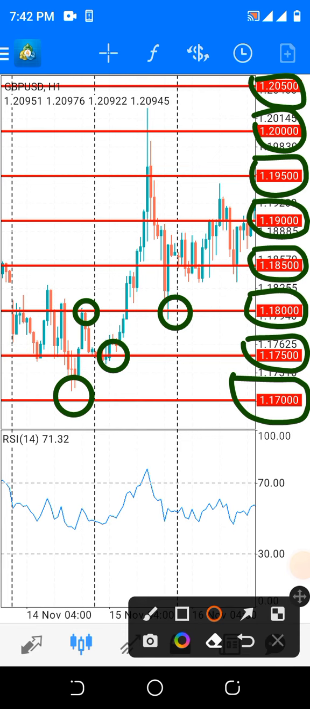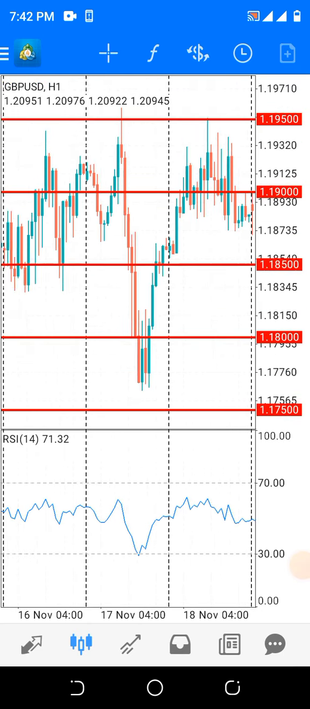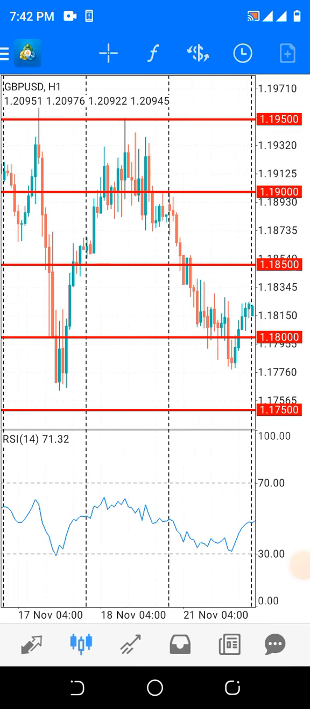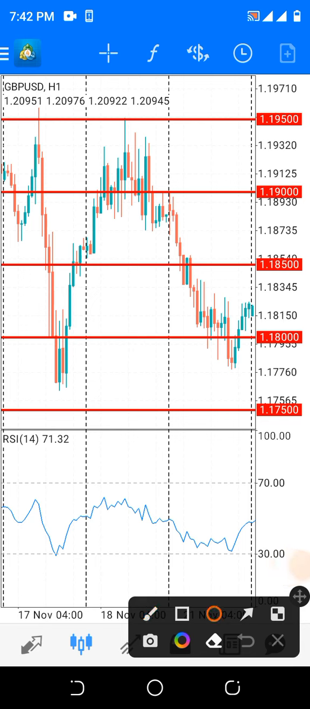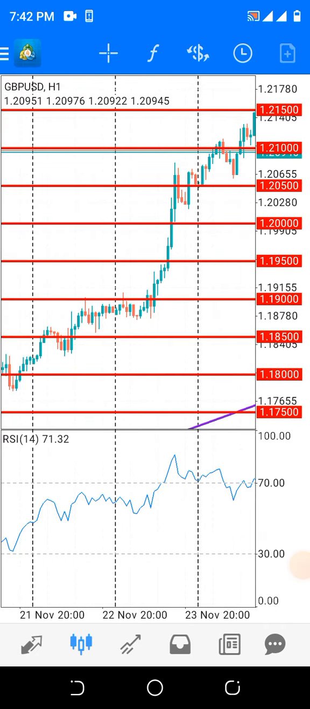Now let me show you how to use psychological level and make massive profit. Look at this psychological level here, 1.19500. You see how the price reacted to it. Look at the same psychological level. You see how the prices are reacting to these psychological levels. So understanding the psychological level will give you an edge to understanding the markets very well.